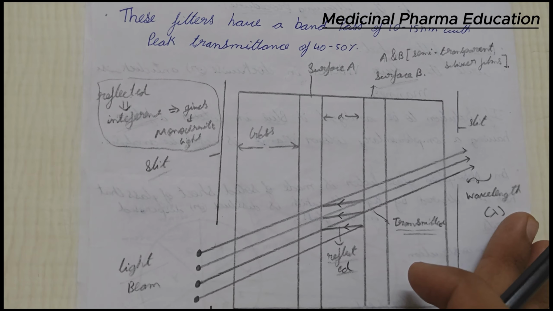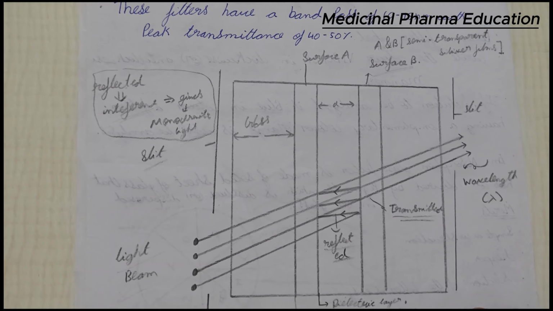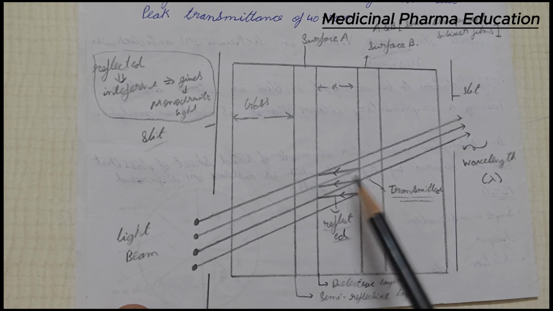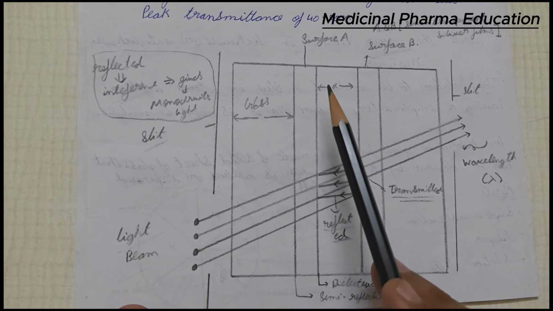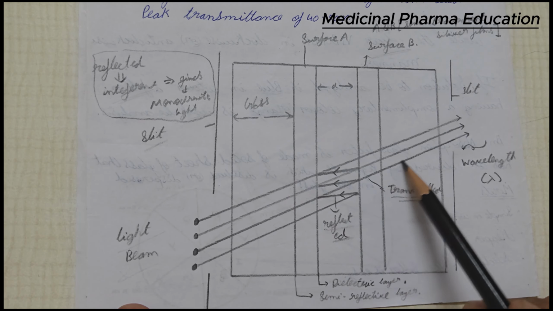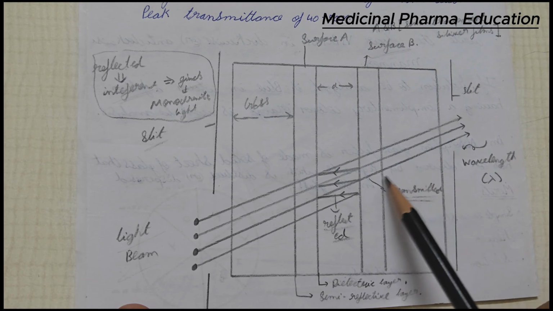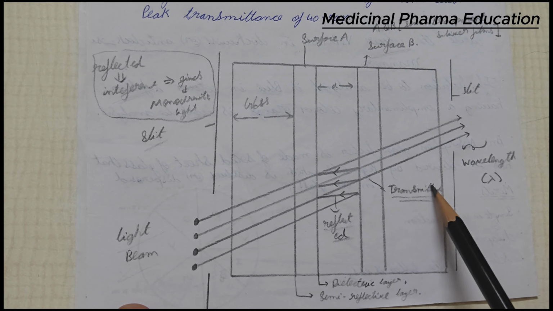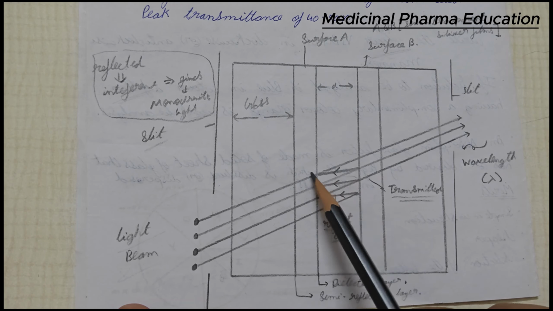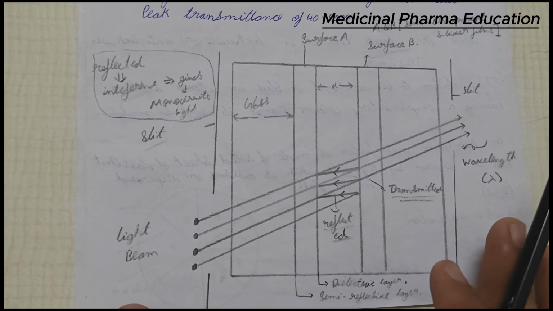See, this is the basic diagram. I'll explain this diagram so you can understand the mechanism involved. As the light beam passes through surface A and surface B, it only transmits the wanted radiation and reflects back the unwanted radiation. This is the basic concept.